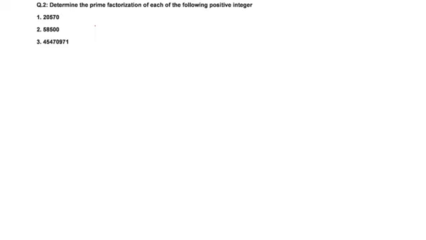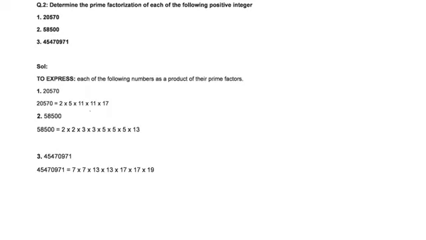Determine the prime factorization of each of the following positive integers. So in this case also we have to find the prime factors. Prime numbers are the numbers which are divided only by themselves or by 1. So let us take this example, 58500.